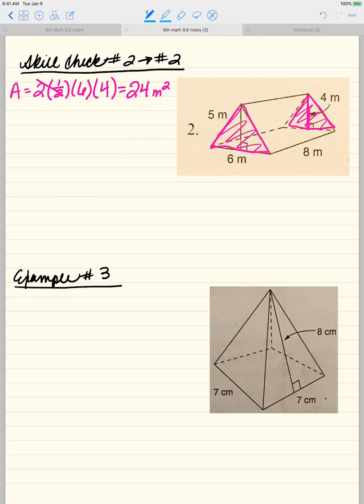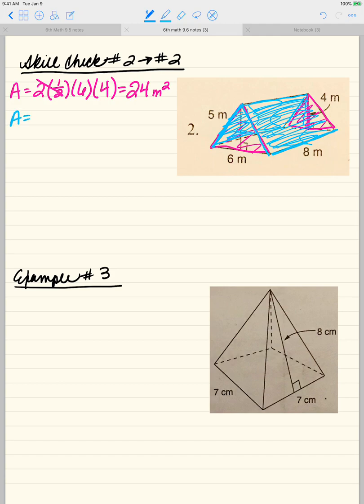Now we have a rectangle here in the front, and then there's another rectangle here in the back. Okay, so there's two rectangles, all right? And those rectangles are 5 by 8, because this is 5 also, okay? So they are 5 by 8.